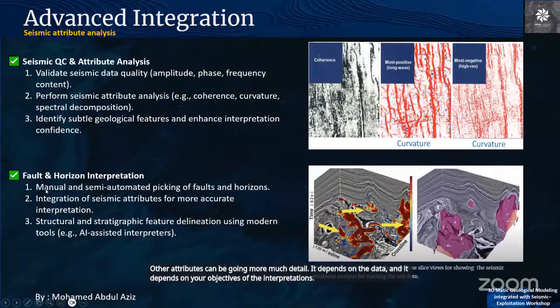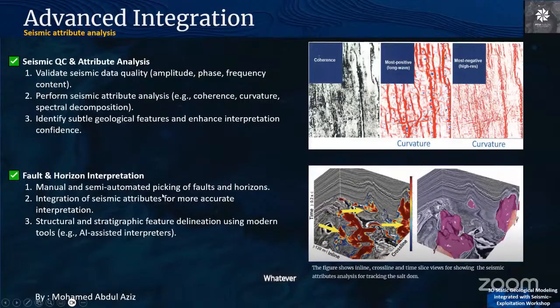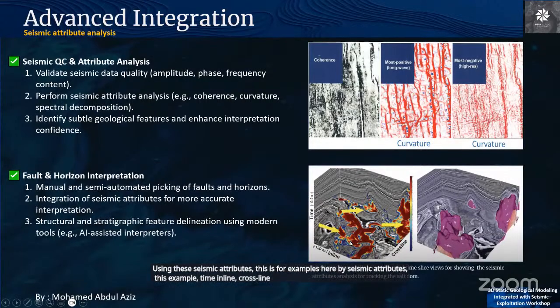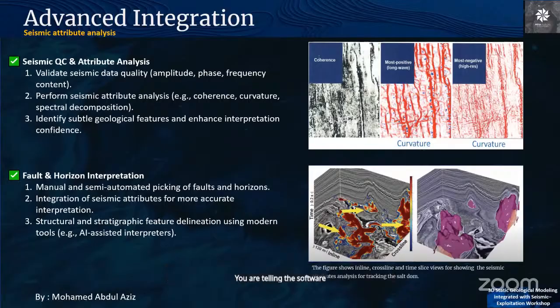In using machine learning or the fault and horizon interpretation, whether this is manual or semi-automated picking of faults and horizons, using these seismic attributes. This is for example here by seismic attributes. This example shows time inline, cross line, and time slice. And using AI-assisted interpretations after detecting the salt domes, you are telling the software through AI buttons to extract the salt dome for you. So also this is one of the integrations.